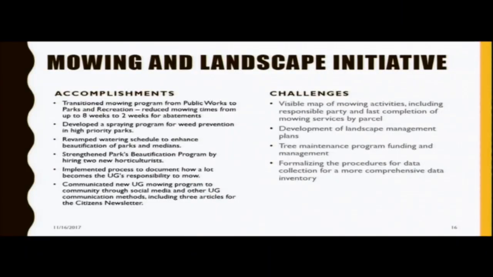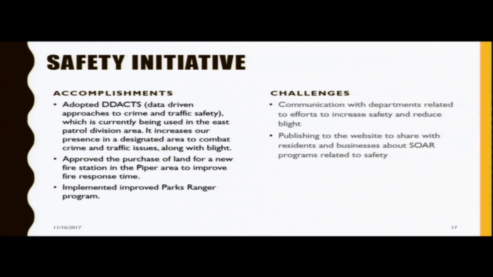Okay, so the biggest thing that we've done with mowing and landscaping is bringing everything into Parks and Rec. Before it was split up through a few different departments. Move the microphone just a little closer to your face. Sorry about that. Okay, and with transitioning it all into our department, we've been able to cut down the abatement times and the mowing rotation times. But the biggest challenge that we're facing is a more visible map for anybody to go look at and see what was done to each property, and just formalizing our data collection. Maps and telling our story are a recurring theme.